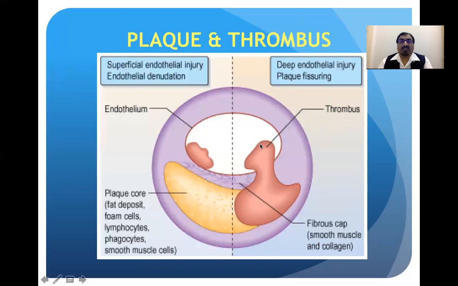And this process of evolution of myocardial infarction may vary from person to person, starting from anything like a few minutes to as long as a few hours.